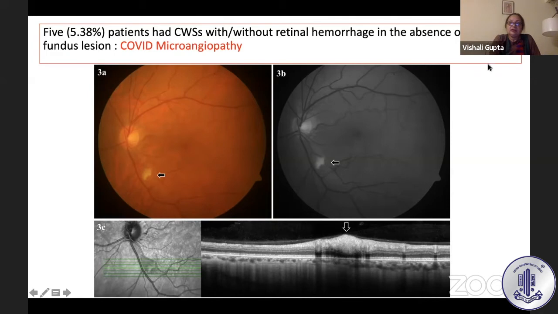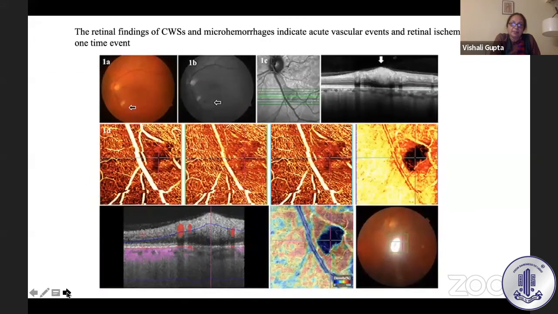Now look at this patient. These are the cotton wool spots which were seen. They were seen much later, 30 days or so, and they appear like this. This is in the inner retina, which is one of the layers predicted to be involved. When we published it, we called it COVID microangiopathy like HIV. And on OCT, these findings show there are vascular events.